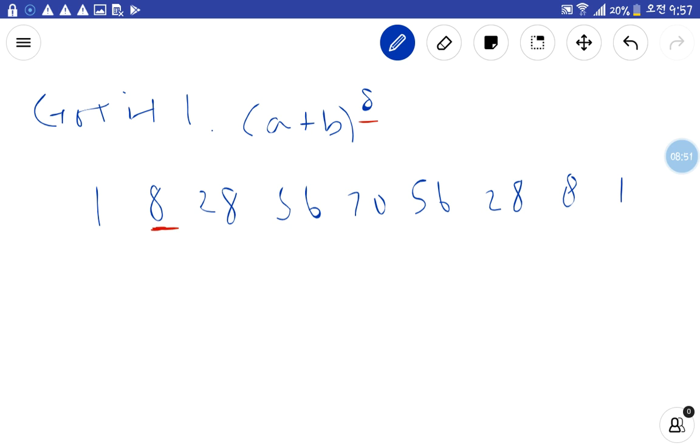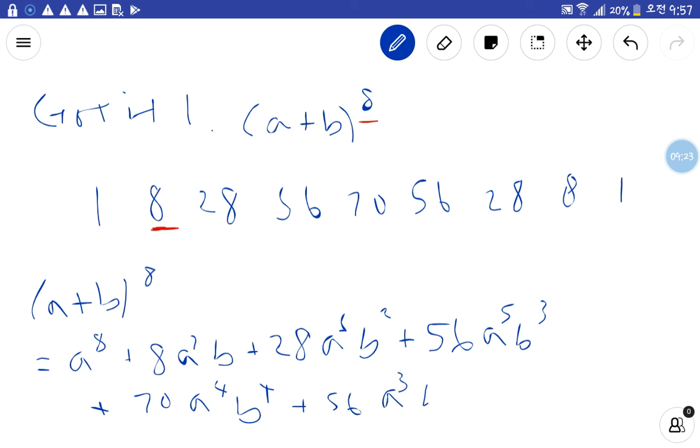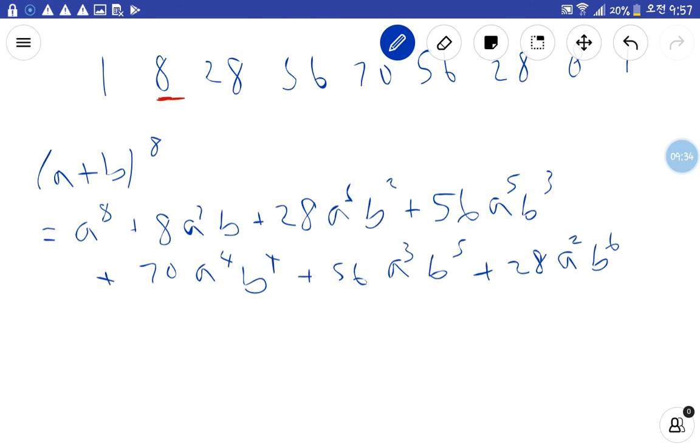And my answer for this one, a plus b to the 8th power, would be, starting with 1 times a to the 8th power plus 8 a to the 7th power b, 28 a to the 6th power b squared, plus 56 a to the 5th power b to the 3rd power, plus 70 a to the 4th power b to the 4th power, plus 56 a cubed b to the 5th power, and then 28 a squared b to the 6th power, plus 8 a b to the 7th power, plus b to the 8th power. That would be the right answer.